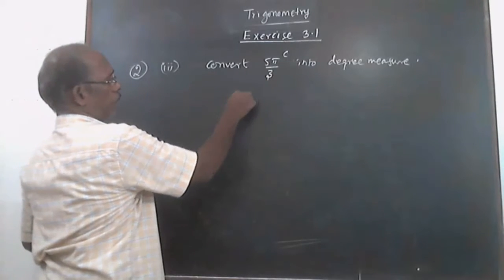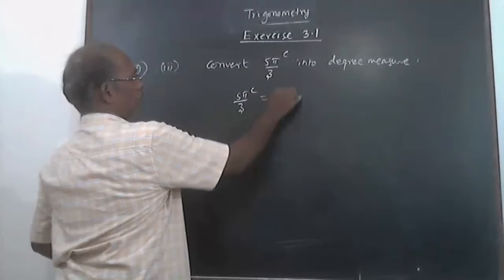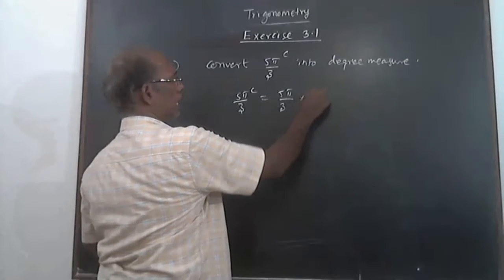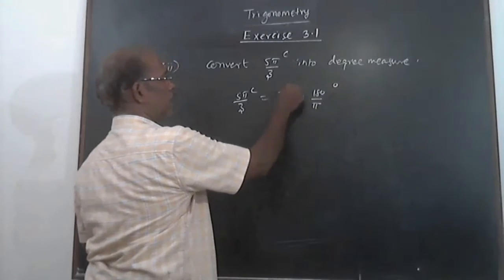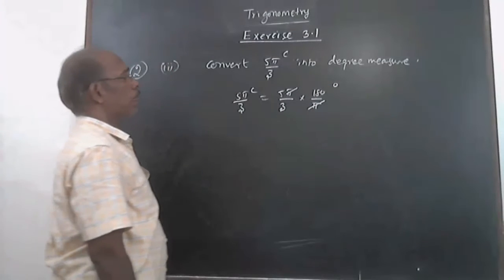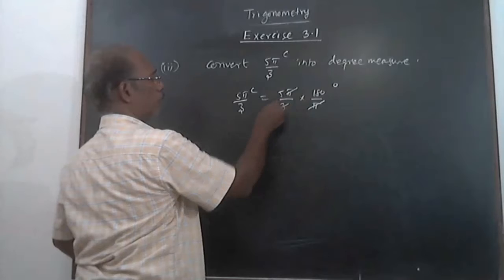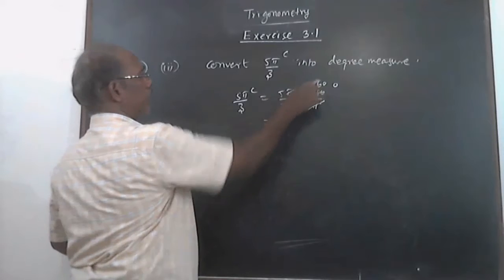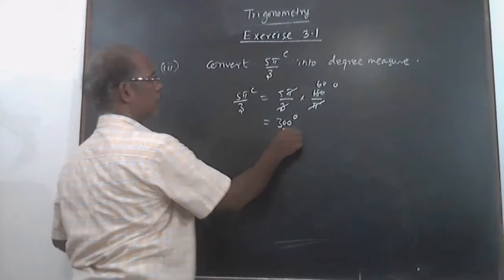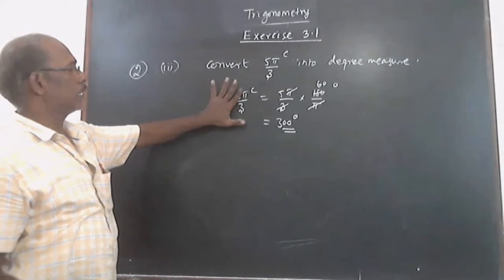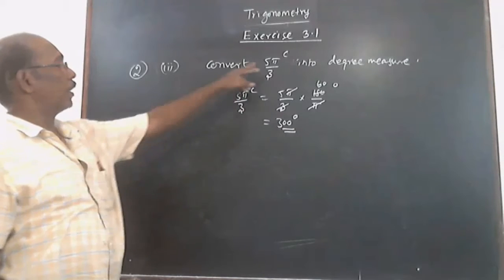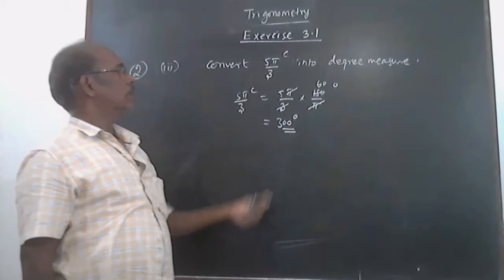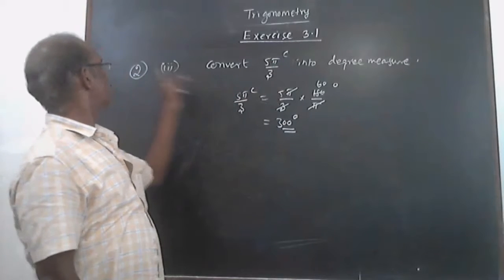5 pi by 3 radian is 5 pi by 3 into 1 radian. 1 radian equal to 180 by pi degree. We can cancel between pi and pi. Then this will go by 3, 1 time 3, 60. 5 times 60, 300 degree. Pi by 3 means 60, 60 into 5, 300 degree. So 5 pi by 3 radian is equal to 300 degree measure. This is the third subdivision of second question.